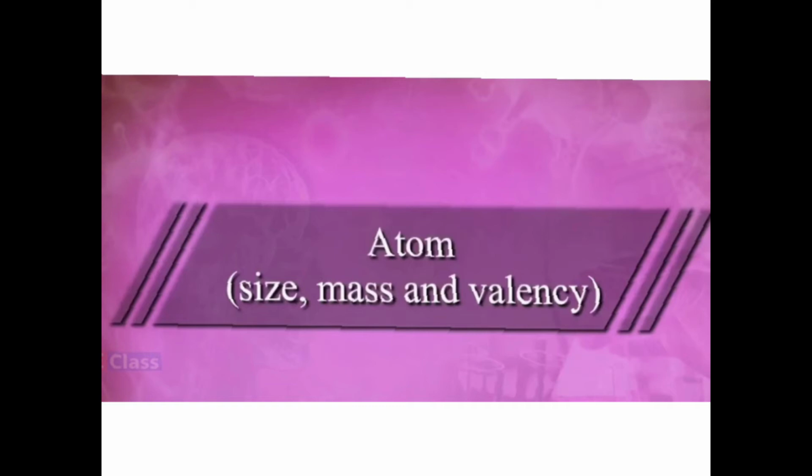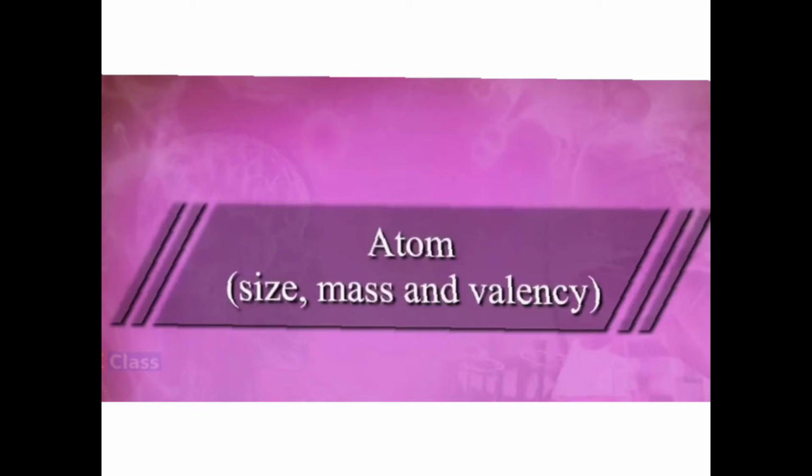Atom size, mass, and valency. We have already seen that the size of an atom is determined by its radius. The atomic radius of an isolated atom is the distance between the nucleus of an atom and its outermost orbit.